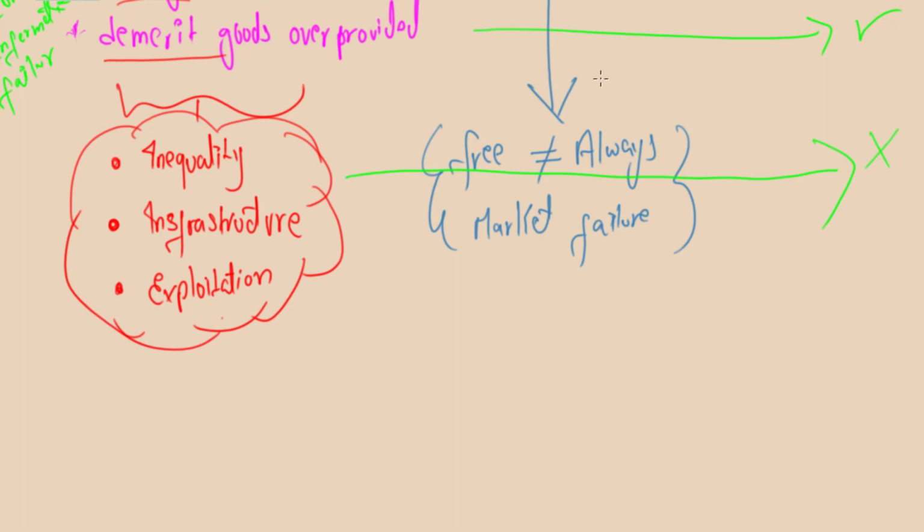Infrastructure is provided because public goods are made, and there is no exploitation of goods. There is no exploitation of goods because demerit goods and merit goods are not over or under provided. They are provided sufficiently. So these are the advantages of a command economy. Whatever is the disadvantage of market economy becomes the advantage of command economy because they're opposites of each other.